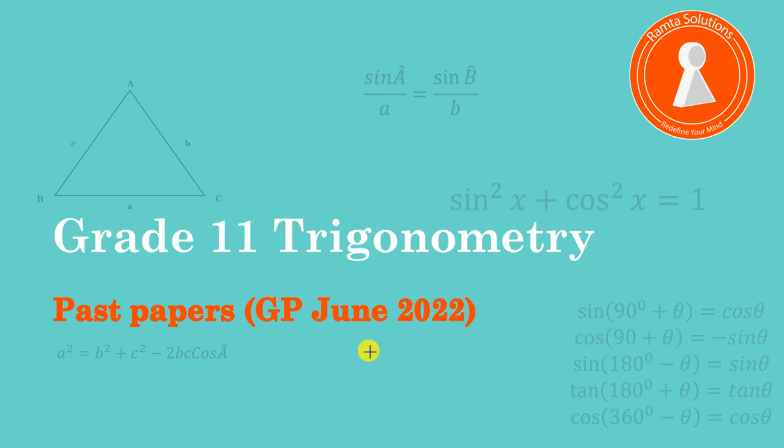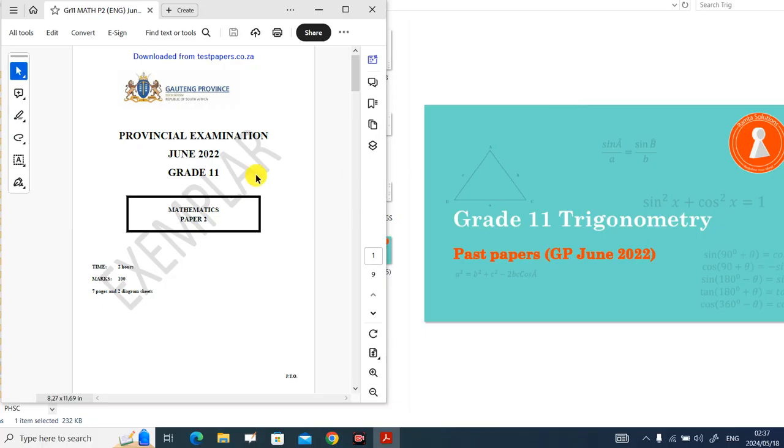Today we are looking at a past paper written by the Gauteng province in June 2022. If you're watching this in the first and second term, you are good, but you can also watch it the whole year. Without any waste of time, let me open the paper, and here it is.